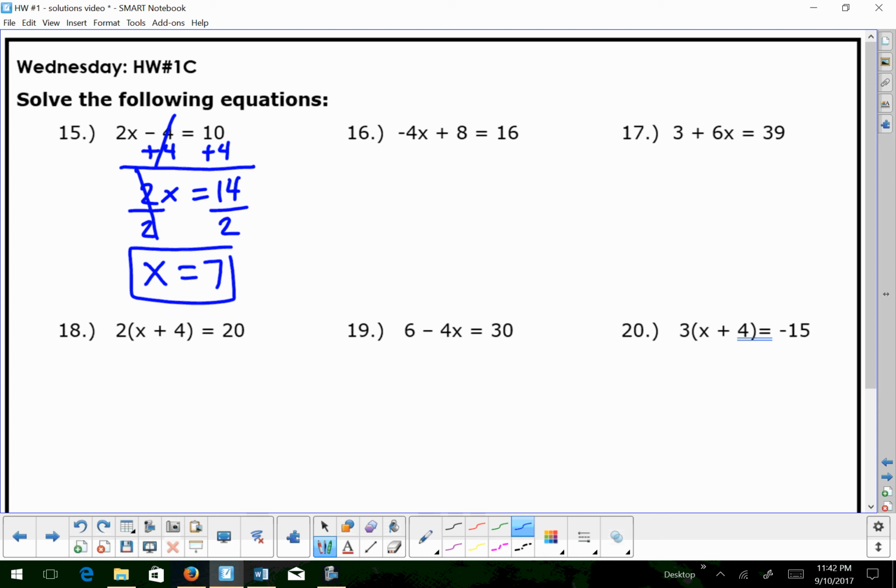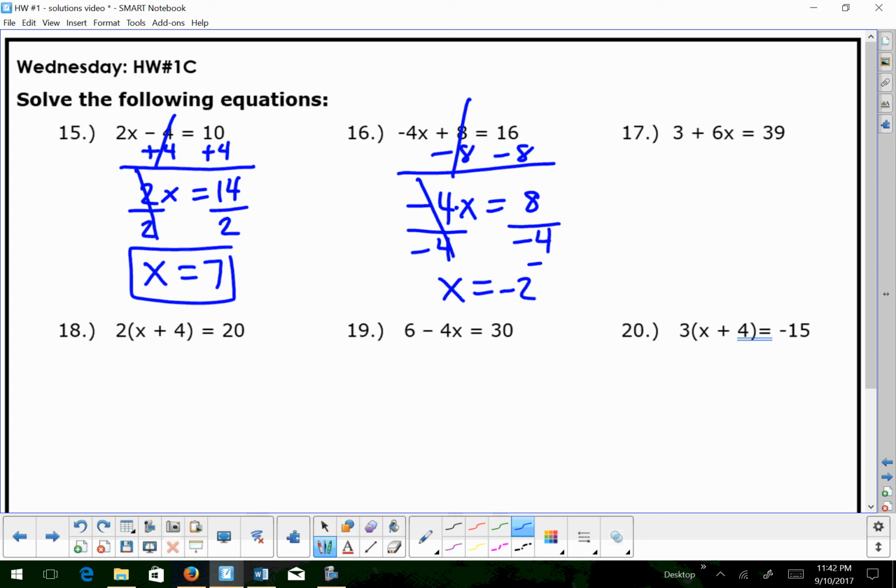Let's try another one. There are no parentheses, and there are no terms to combine. So I'm going to remove my constant first, rewrite my equation with my new solution. Clear my constant by using the opposite of multiplication, which is division. Make sure you use the exact number as is, -4, -4. X is equal to -2.